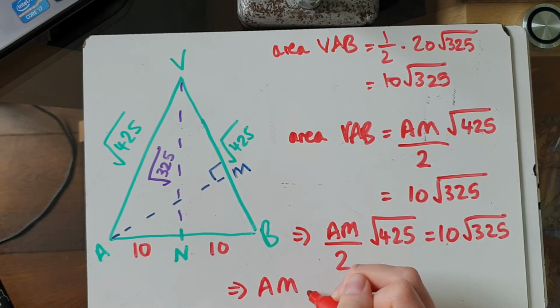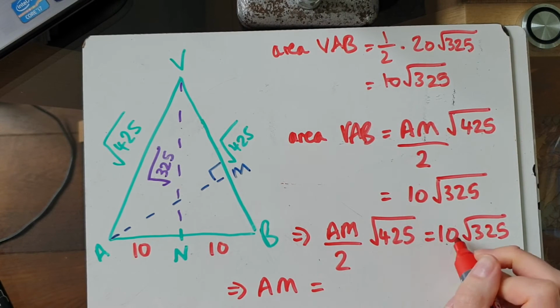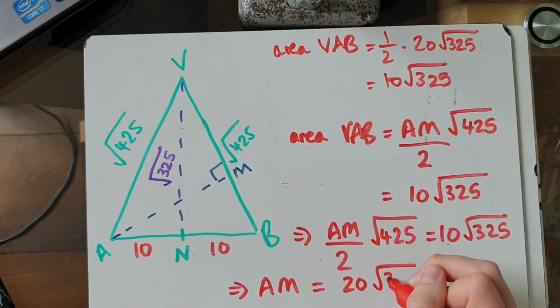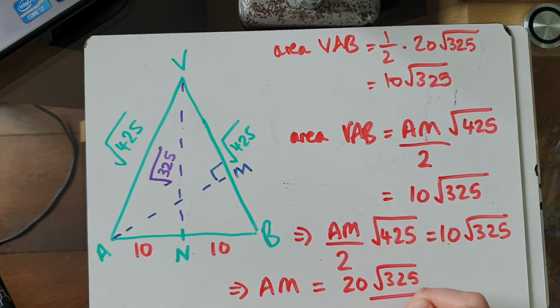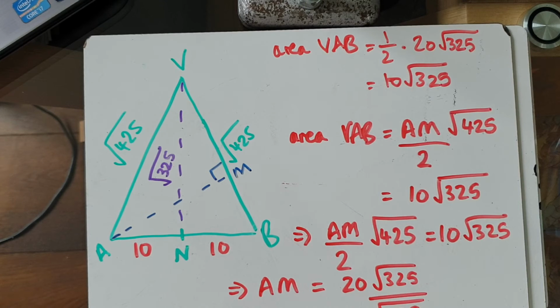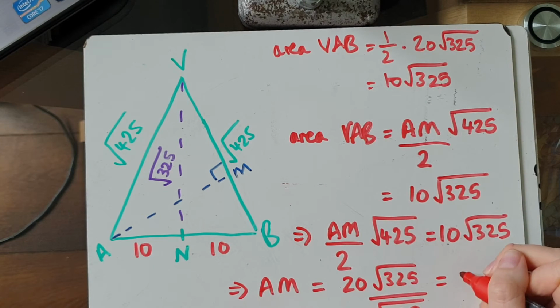AM must be equal to, multiply both sides by 2, so it's 20 root 325 over root 425. And it would be best to work out on your calculator what this is in surd form, but my old calculator tells me it's about 17.5.